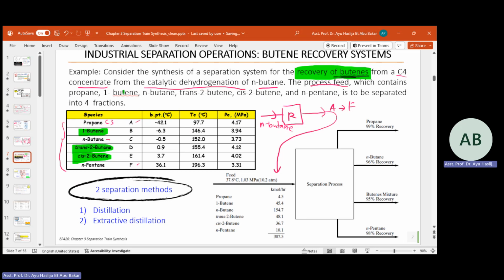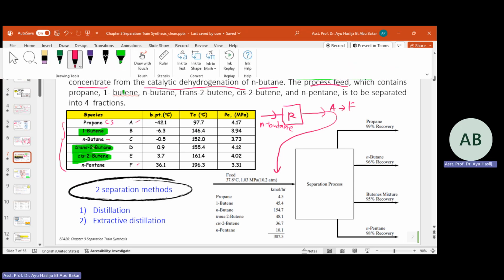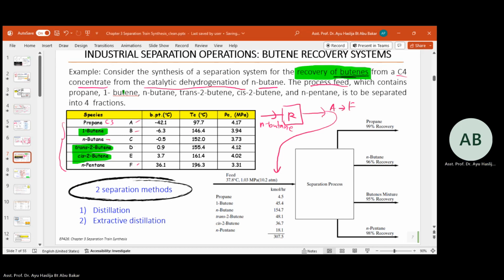How many carbons in butenes? Butenes, 4, with a single bond and a double bond. Okay, butenes. Now, the target is to recover B, B, and E. This is the requirement from the question.